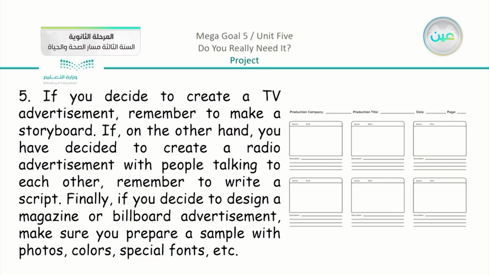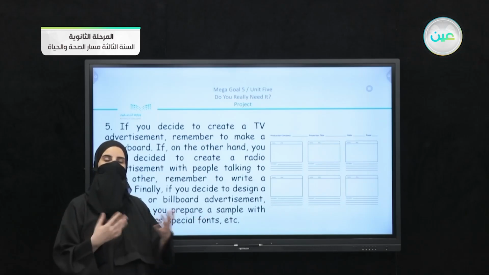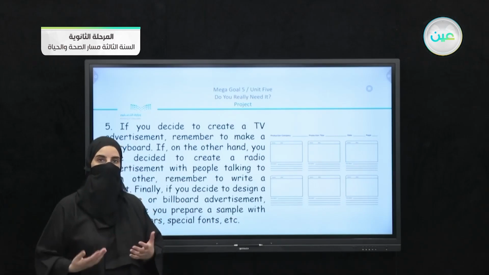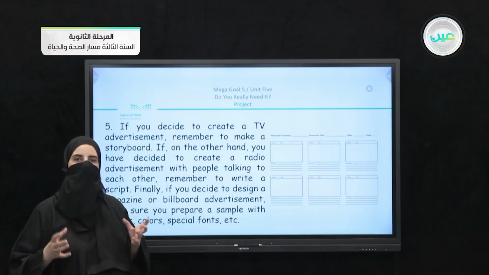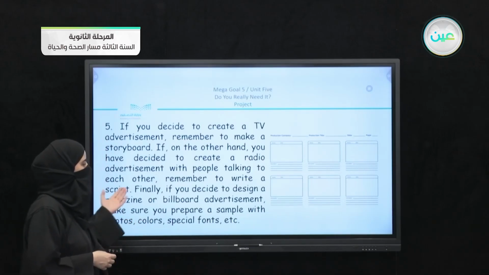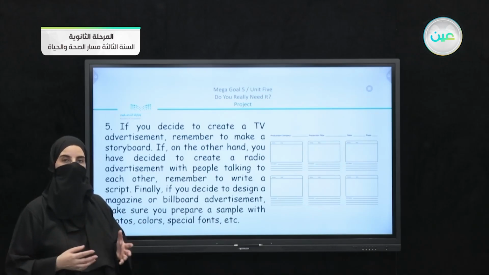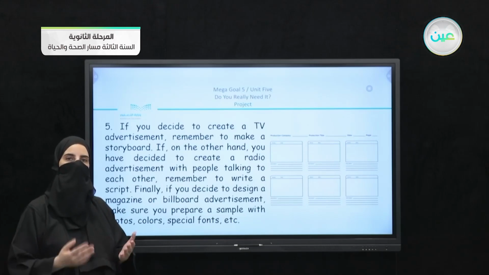So whether you are going to use this type of storyboard in your advertisement, you are going to make a TV commercial or even a radio advertisement, remember that you do have to write a complete script. It's like a conversation between the people or the members that you are going to join in the advertisement here. Otherwise, if you're going to have something like a billboard or a magazine, make sure that you have all the different elements that are needed. Now, there are mentioned here the sample of photos, colors, and special fonts, and so on. So you have the freedom to choose any type of advertisement, and also the freedom to choose what kind of advertisement you are going to present.